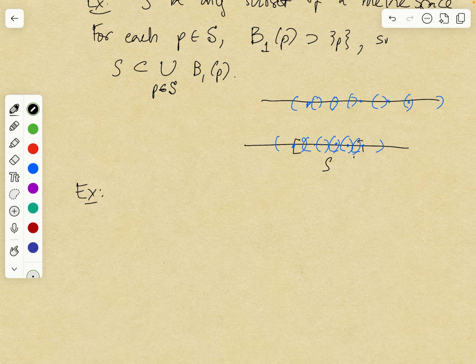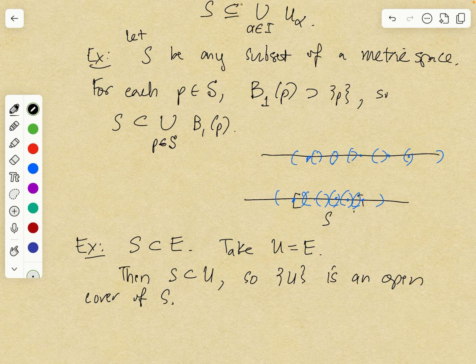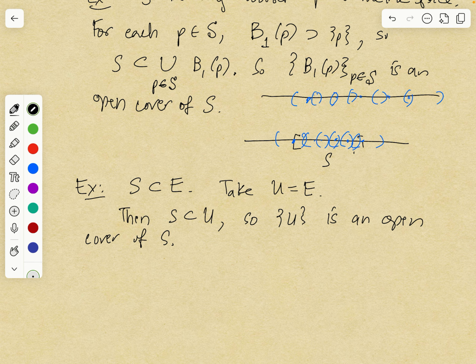Okay, here's another example. Suppose that S is a subset of a metric space E. Take U to be E. Well, then S is a subset of U. So the set consisting of U is an open cover of S. In the previous example, S is contained in the union of these open balls, so the collection of open balls of radius 1, indexed by P in S, is an open cover of S. And in this next example, the set consisting of U is an open cover of S.